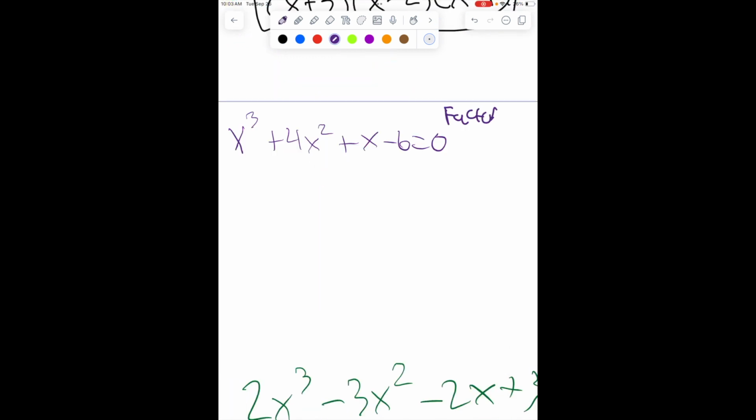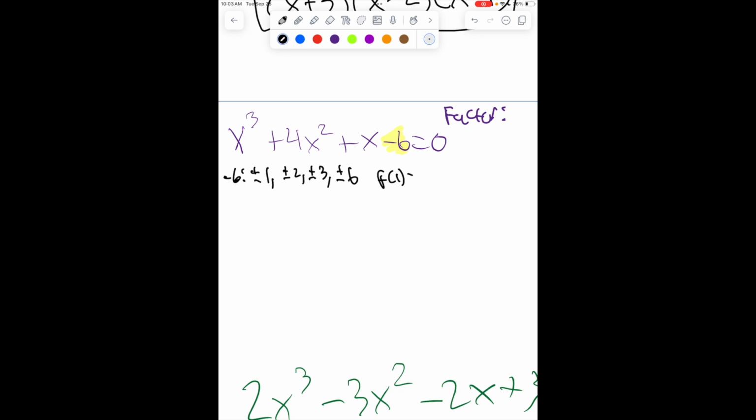Again, I'm looking to factor this equation. So my first thought process is, what are the factors of 6 or -6? It's going to be the same as before: positive or -1, positive or -2, positive or -3, positive or -6. And it's a good idea to check +1 first. +1 is kind of an easy one to plug in.